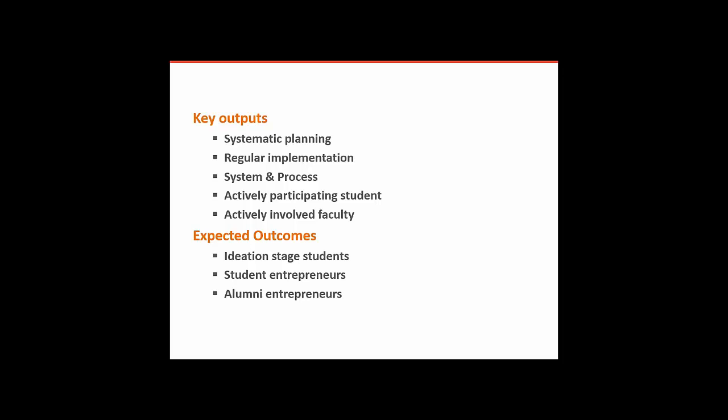So here are the 3 outcomes that we are looking at: ideation students, student entrepreneurs, alumni entrepreneurs. We are not looking only at the entrepreneurs, we are also looking at the number of people these entrepreneurs are giving employment to. That is very, very critical. So I think I'm done with what I have to say.